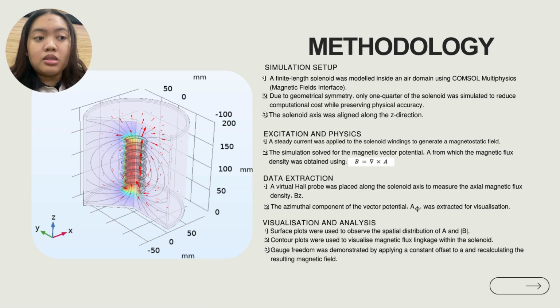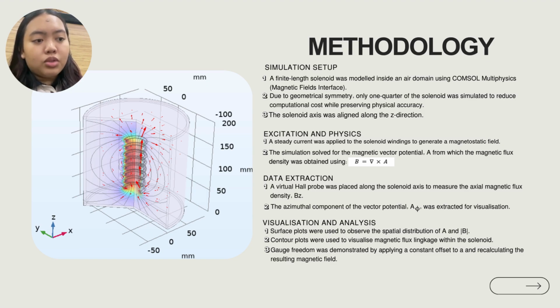For excitation and physics, a steady current was applied to the solenoid windings to generate a magnetostatic field, where the simulation solved for the magnetic vector potential, which is A, from which the magnetic flux density was obtained using the formula B equals curl of A. A virtual Hall probe was placed along the solenoid axis to measure the axial magnetic flux density, which is Bz. Then the azimuthal component of the vector potential, which is A phi, was extracted for visualization.